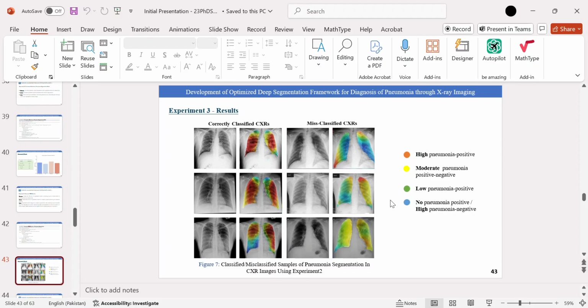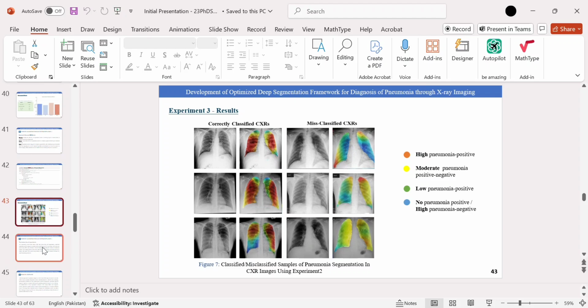This is trained on the two classes, pneumonia positive and pneumonia negative. The multiple different colors are showing the confidence level due to the heat maps, about the variations in the intensities of the pneumonia detection regions.